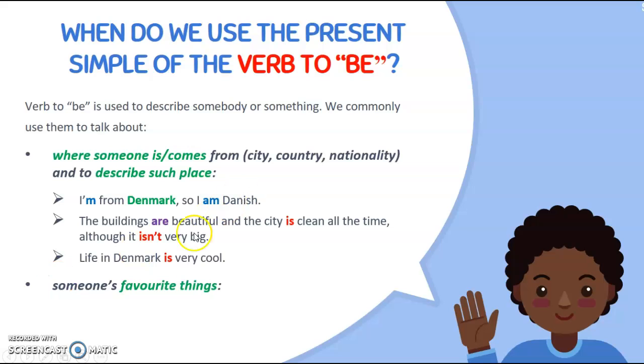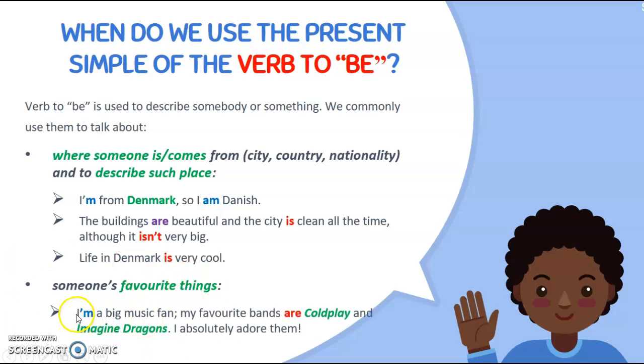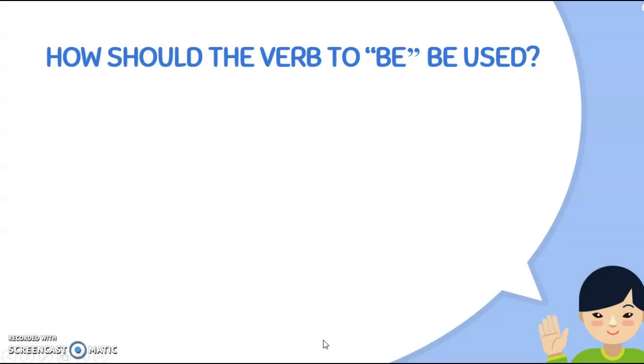We also use the verb to be to refer to someone's favorite things, such as bands, favorite food, favorite sport, favorite color. I'm a big music fan. My favorite bands are Coldplay and Imagine Dragons. I absolutely adore them. All right.